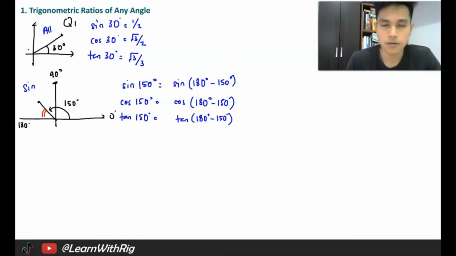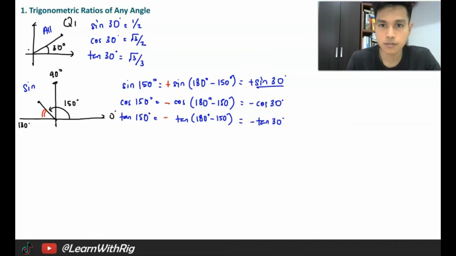Now here's the thing. When you change it to an acute angle, you cannot simply change. You must know what sign to put for them. That's why I taught you All Science Teachers Are Crazy. 150 is in the second quadrant, so the sine value is positive. The rest are negative. Clear? So your answer will be positive sine 30, negative cos 30 and negative tangent 30.